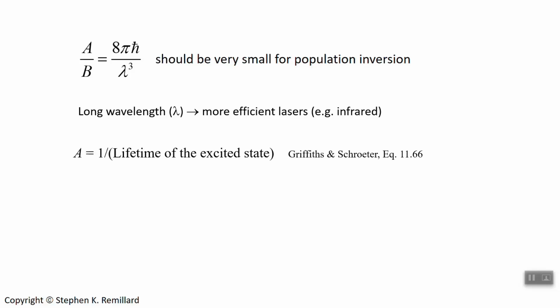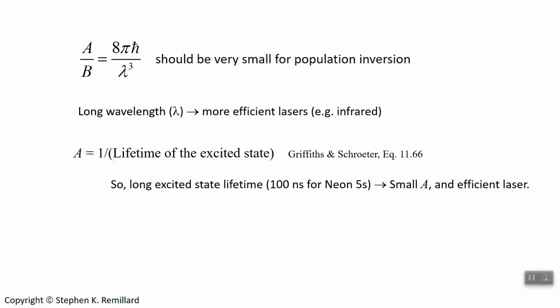So let's go back to A. It's 1 over the lifetime of the excited state. We need our excited states to be very long-lived in order to have a good laser. For example, the helium-neon laser takes advantage of the excited state of neon, which has a 100 nanosecond lifetime. That turns out to be long enough to make, well, helium-neon lasers. So we'll take a close look at the HeNe laser shortly.